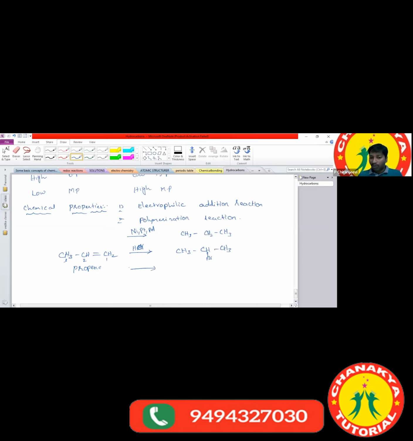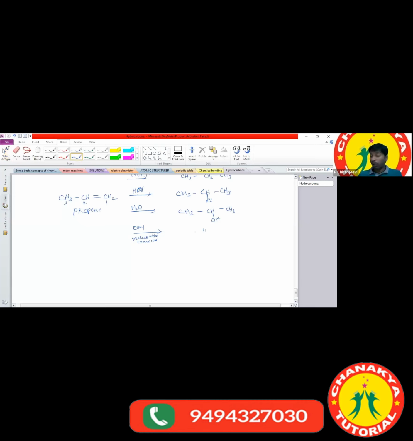Not only addition of hydrogen halide, but addition of a water molecule also follows the Markovnikov rule. If it follows the Markovnikov rule, it forms a secondary alcohol. Next is the oxymercuration and demercuration reaction. This also finally gives a secondary alcohol, and it also follows the Markovnikov rule.